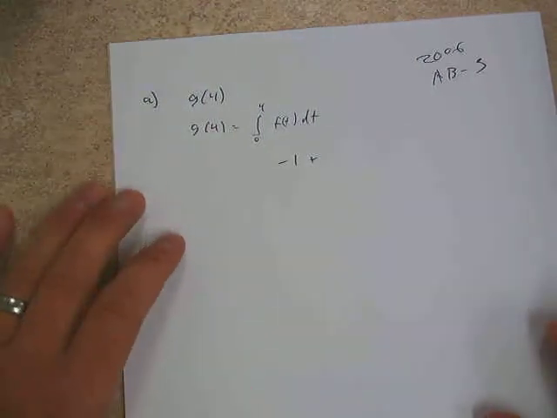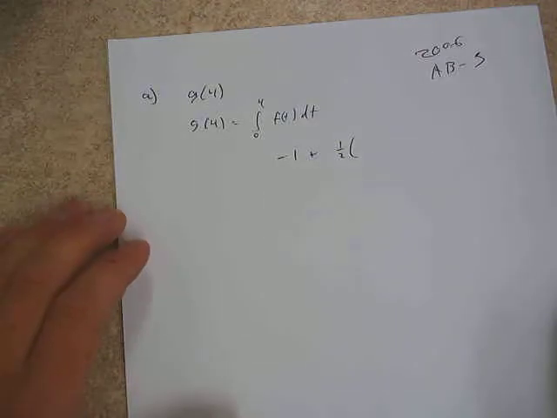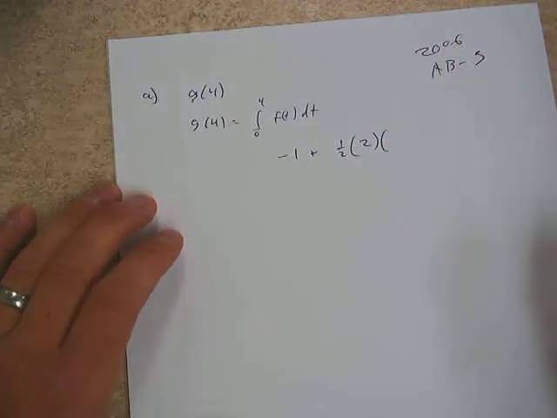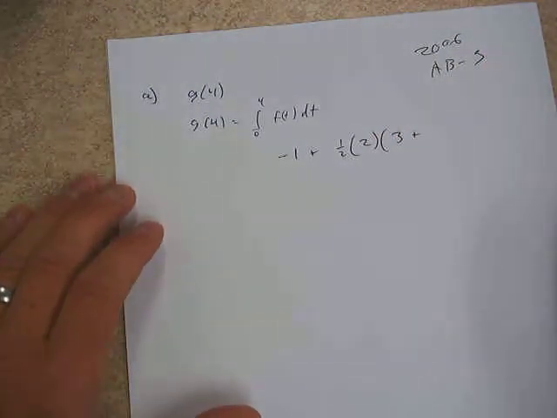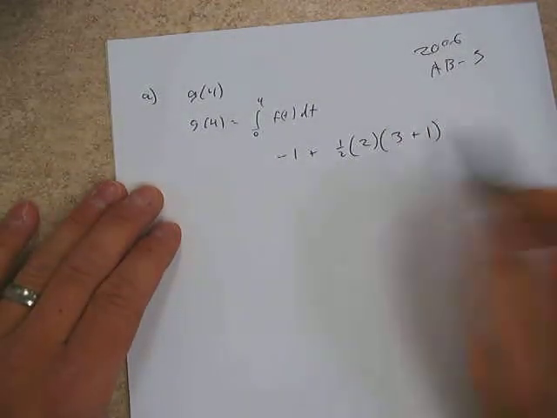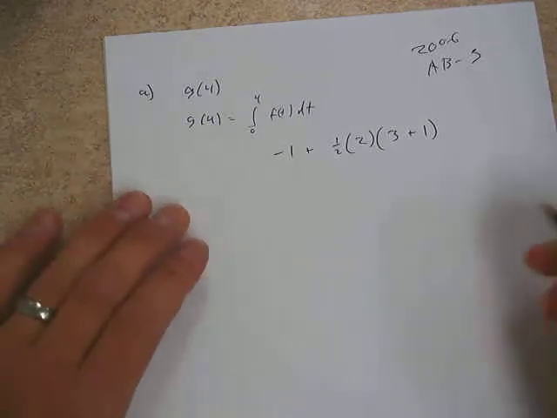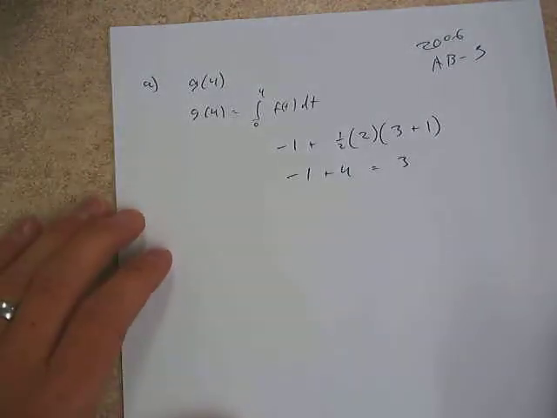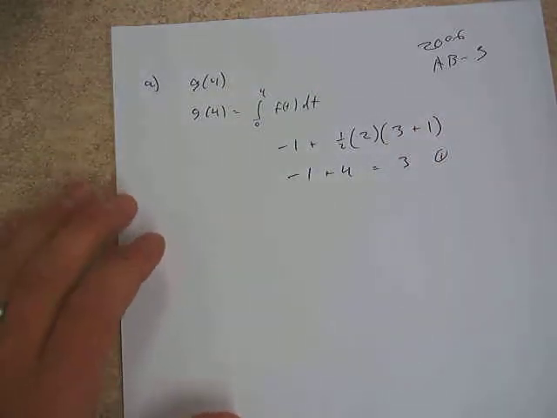And then we're going to add to that. From 1 to 4 we have a trapezoid. That trapezoid is a half times the height of 2, times the two bases. Along the bottom it goes from 1 to 4, which is 3, and on top it goes from 2, 2 to 3, 2, so that would be 1. If we calculate, we get 4 times 2 times a half, so simply 4. Negative 1 plus 4 is 3. If you found that value, you got 1 point.